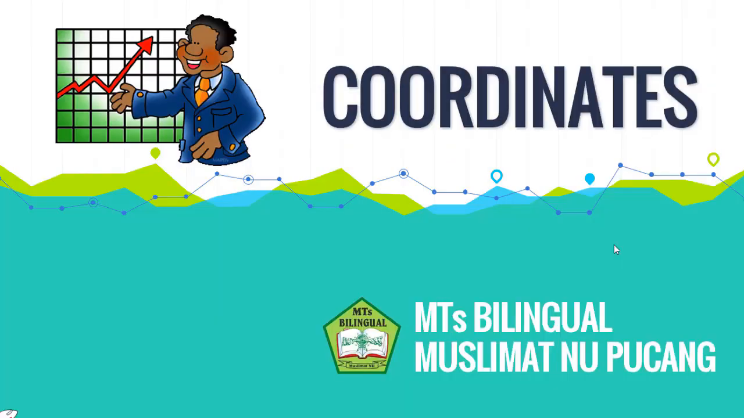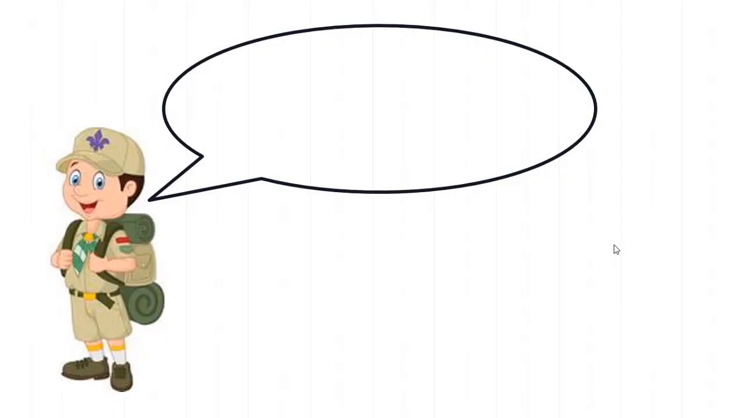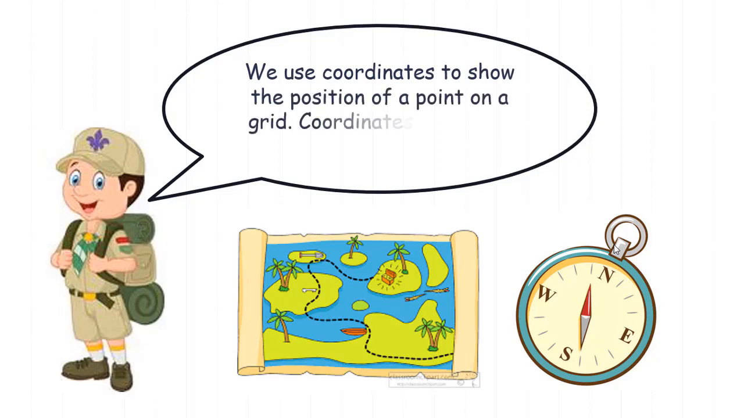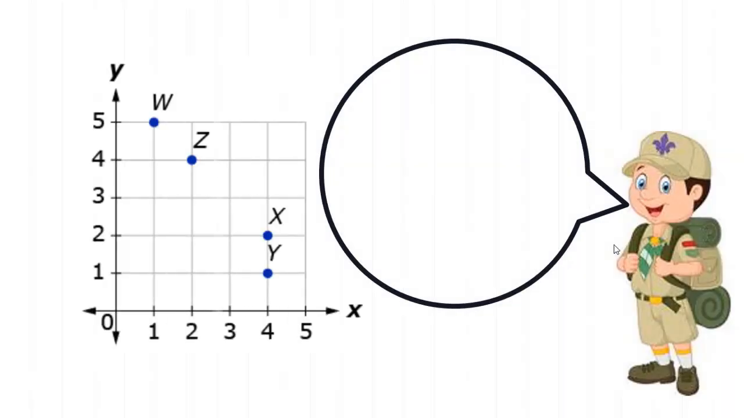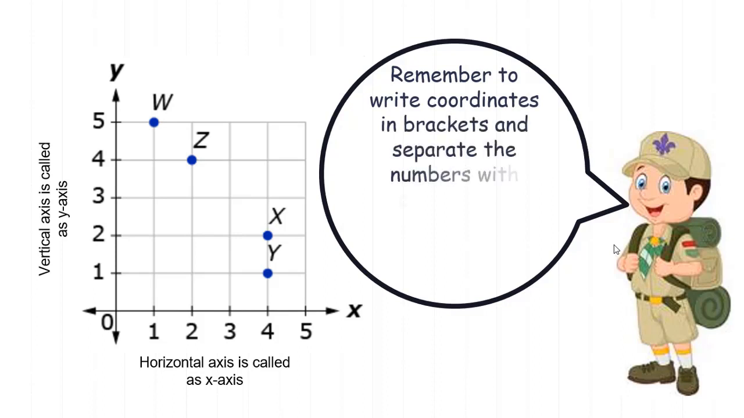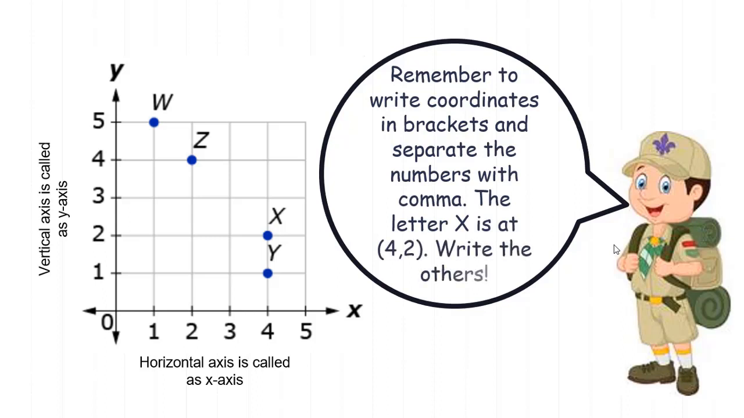Today we will study about coordinates. We use coordinates to show the position of a point on a grid. Coordinates are often used on maps and graphs. Remember to write coordinates in brackets and separate the numbers with a comma. The letter X is at (4, 2). Write the others.